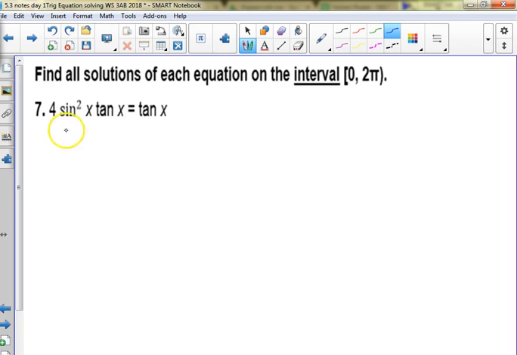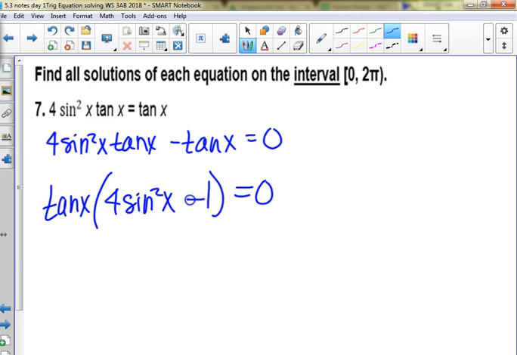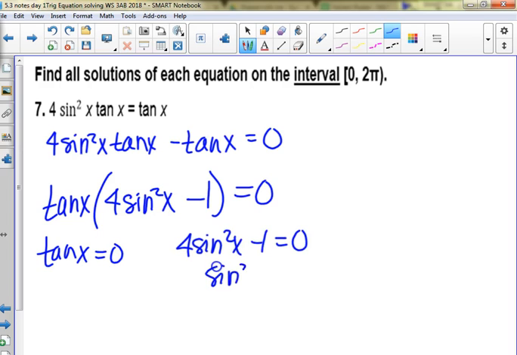What do you want to do? Okay, 4 sine squared of x, tangent of x, minus tangent of x equals 0. Then what? Take out a tangent, and we'll have tangent of x times 4 sine squared minus 1 equals 0. So the tangent is equal to 0, or 4 sine squared of x minus 1 equals 0, which would make the sine squared of x 1/4.